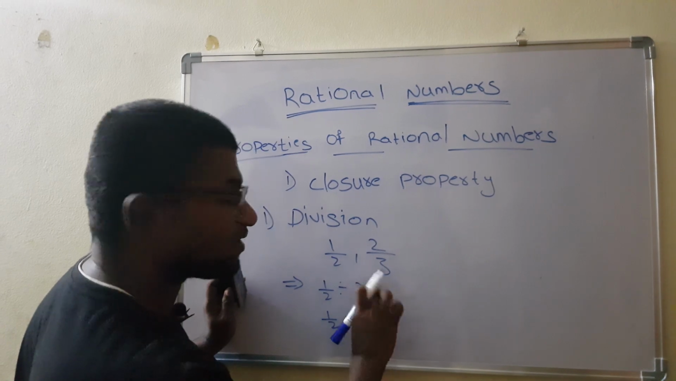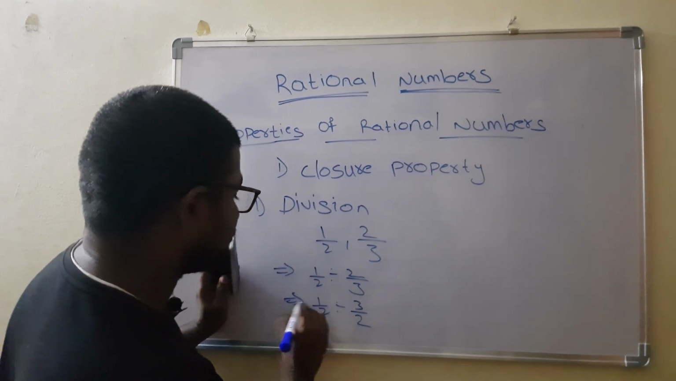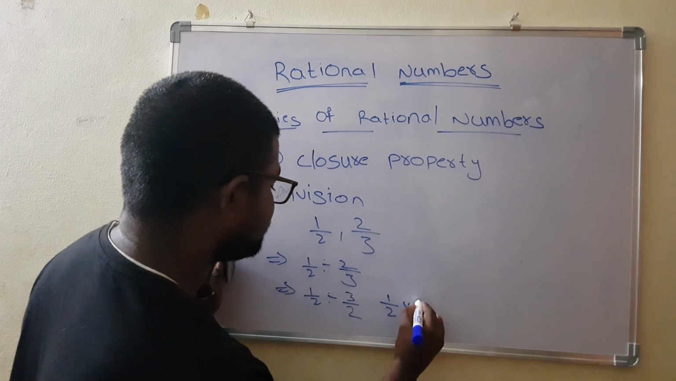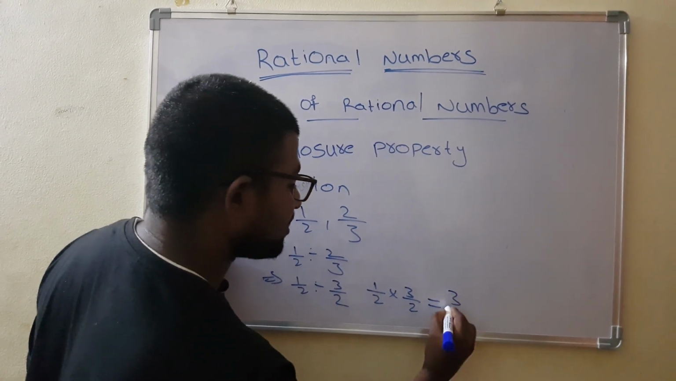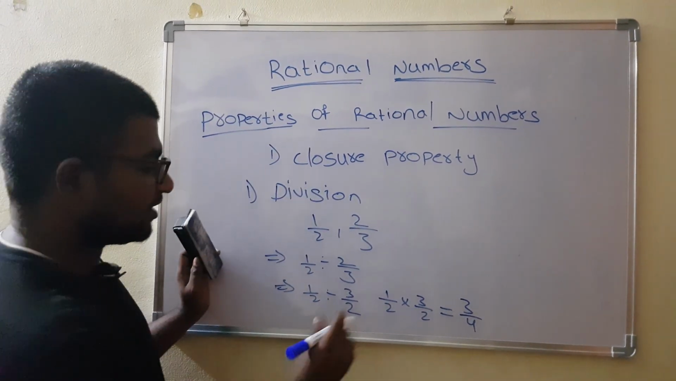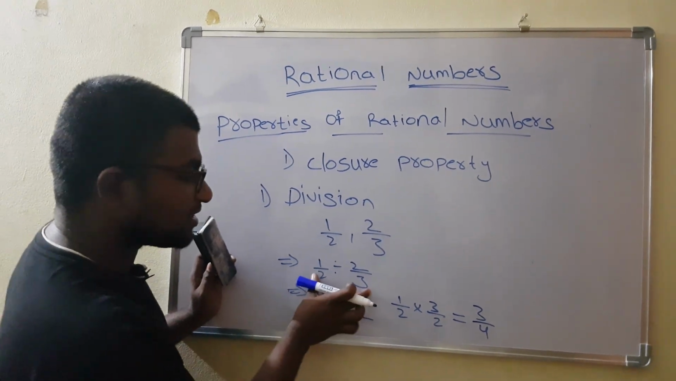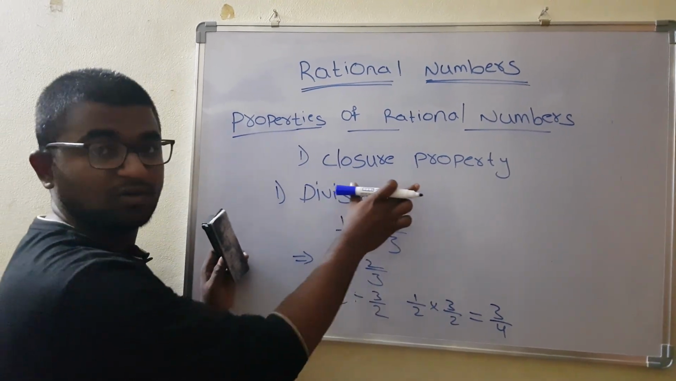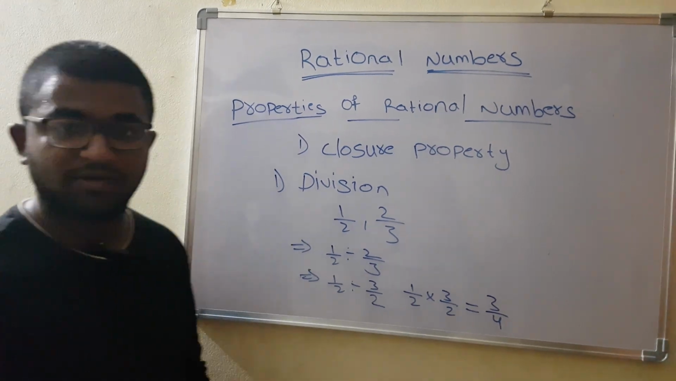What is the inverse of 2 by 3? That is 3 by 2. Then 1 by 2 into 3 by 2. That is 1 into 3, 3, and 2 into 2, 4. Then the final result is 3 by 4. It is also a rational number. When we divide these two rational numbers, we get another rational number. Thus, closure property holds on division. I hope everyone understands closure property.